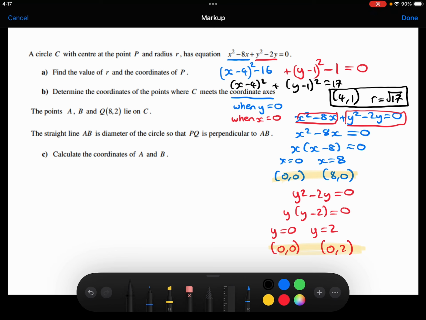Part C says that the straight line AB is the diameter of the circle and PQ is perpendicular to AB. We need to calculate the coordinates of A and B. So quite a lot of information in this question now, so I'm going to draw a little sketch to help me picture what's exactly going on.